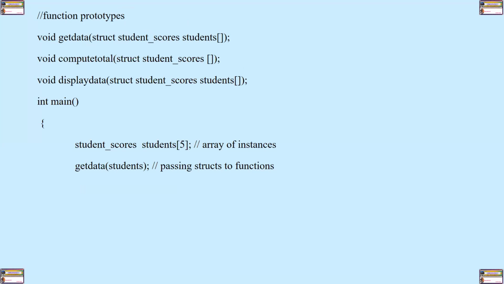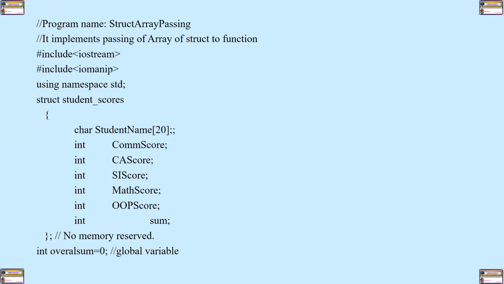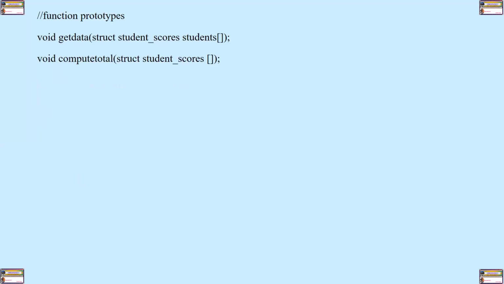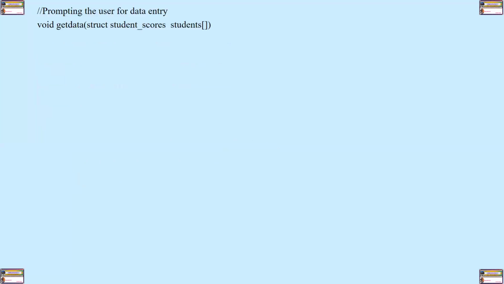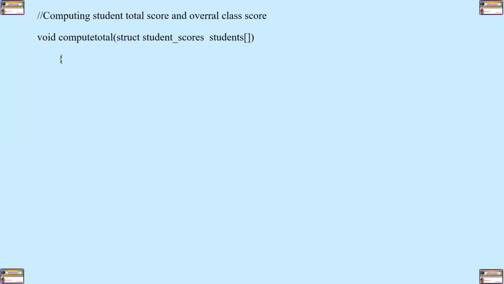After completing the processing of the function getData, the next is the function called computeSum. This is an invoking statement for computeSum, which is going to receive the students array of struct. So we go to computeSum and find here's the prototype. Then we go to the function definition after the main function. Here we are. This function is receiving the array of struct called students, of type struct student scores.